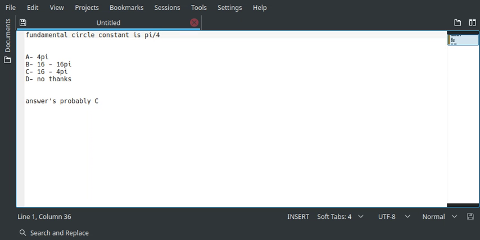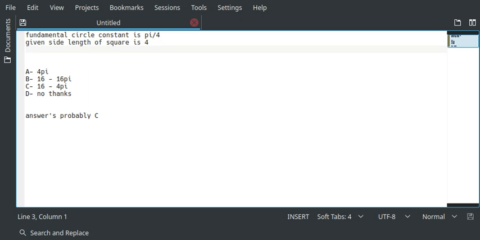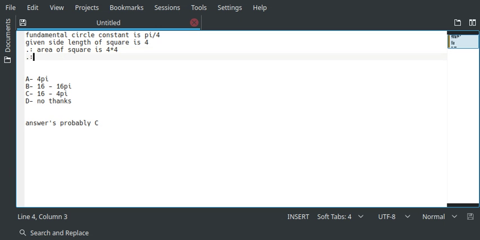Okay? So we know that the side length of the square is 4. So, thus, the area of the square is 16, right? Or 4 by 4, right? And because of this relationship, the area of, what do we call this? Sector, I guess, is that times pi on 4, but one of the 4's is going to cancel, so we're just going to get 4 pi, right?